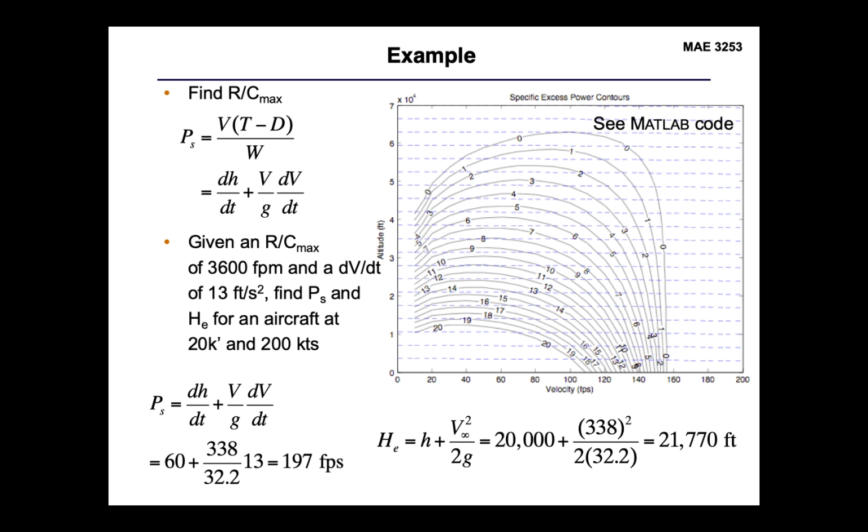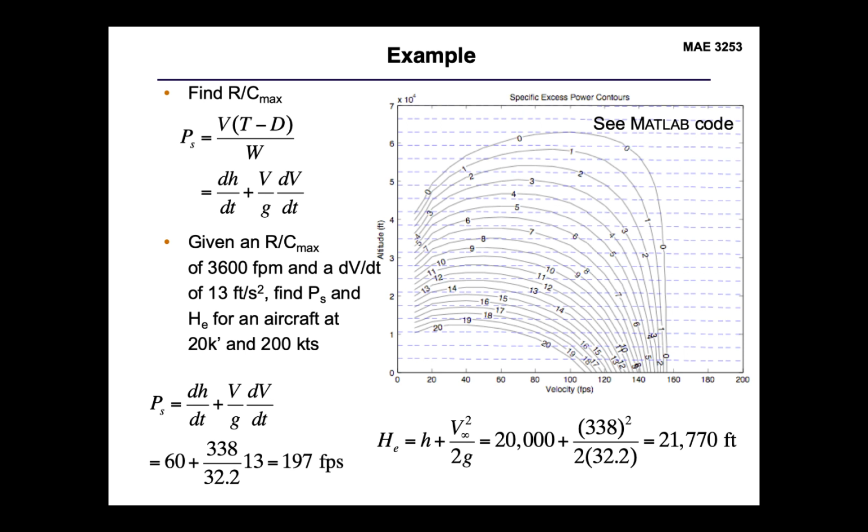As an example, you're able to take this specific excess power equation and distribute it amongst different pieces. Let's say we have a maximum rate of climb of the aircraft of 3,600 feet per minute, and we have a dV/dt of 13 feet per second squared. In this case, using these two equations, we can find both the specific excess power and the energy height for our aircraft at a given altitude and given speed, just by plugging those numbers in.